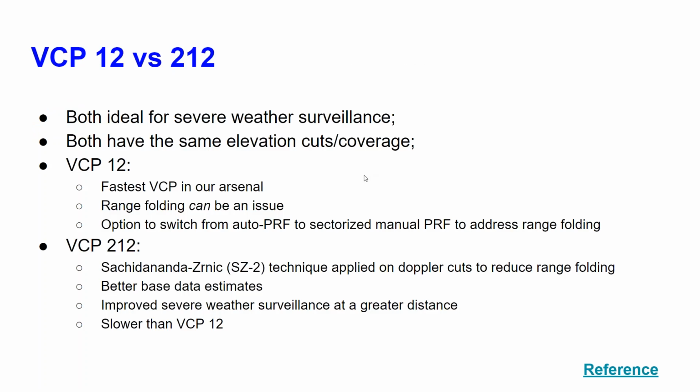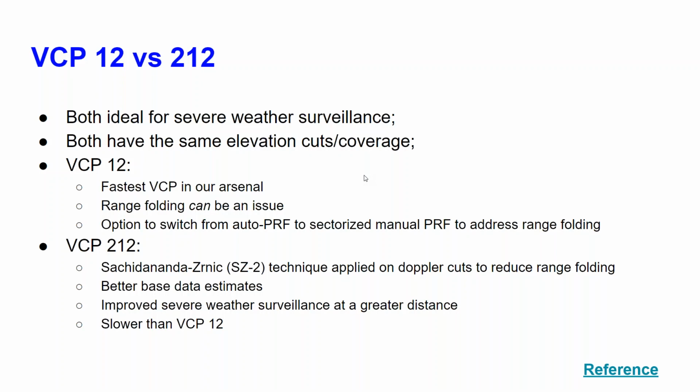VCP 12 versus 212, both ideal for severe weather, both have the same elevation cuts and coverage. There are some pros and cons, and that's what I want to get into a little bit here. VCP 12 is by far the fastest VCP in our arsenal, which is great. But there is the potential for range folding that can be an issue, and that can crop up. It can be fine for a good period of time, but as storms get closer to or farther away from the radar, range folding can become an issue, and perhaps at some not so ideal times. So you kind of have to be on your toes with using VCP 12 in that regard.